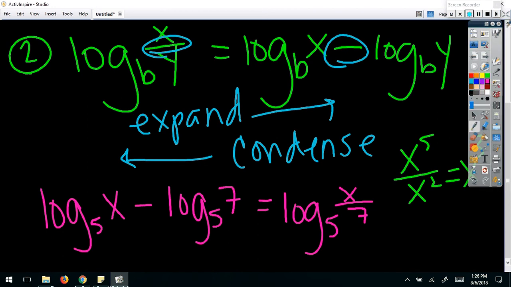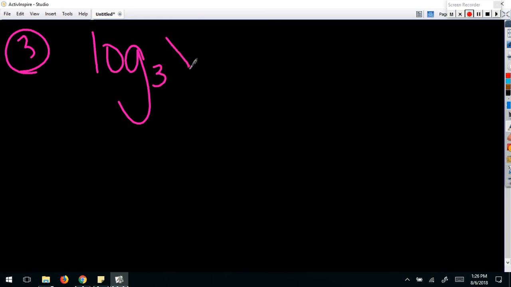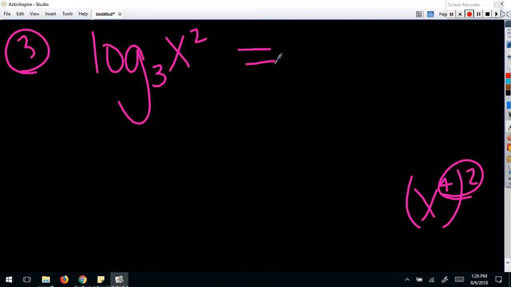Now the very last property here deals with exponents. So if you think about log base 3 of x to the second power. If you think about when you raise an exponent up to another exponent, so if I had like x to the fourth raised to the second, we would multiply these two. So I'm going to take that same kind of concept here, and I'll just bring this 2 around front and multiply.